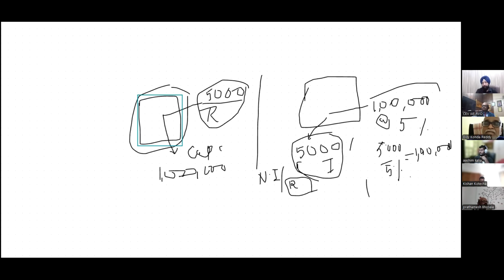So now, what is the value of this 5,000 in the eyes of the bank? This is the total value based upon the income generated by the property, not from the cost of construction, cost of land.